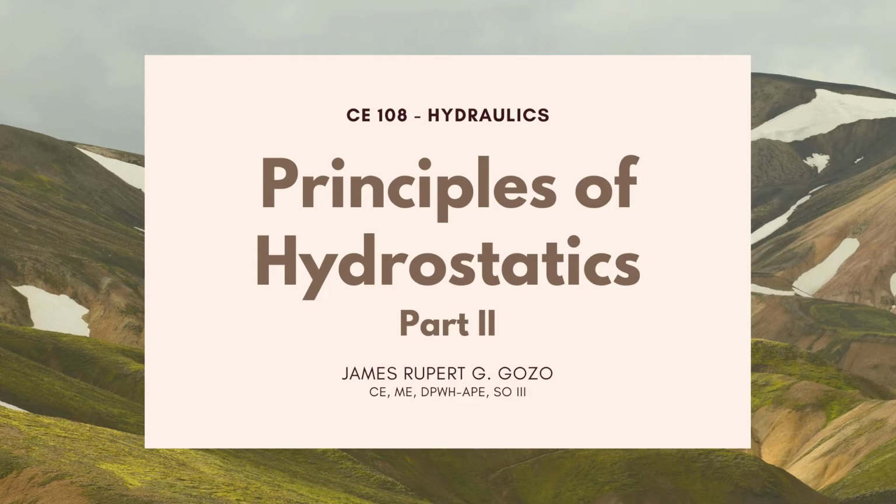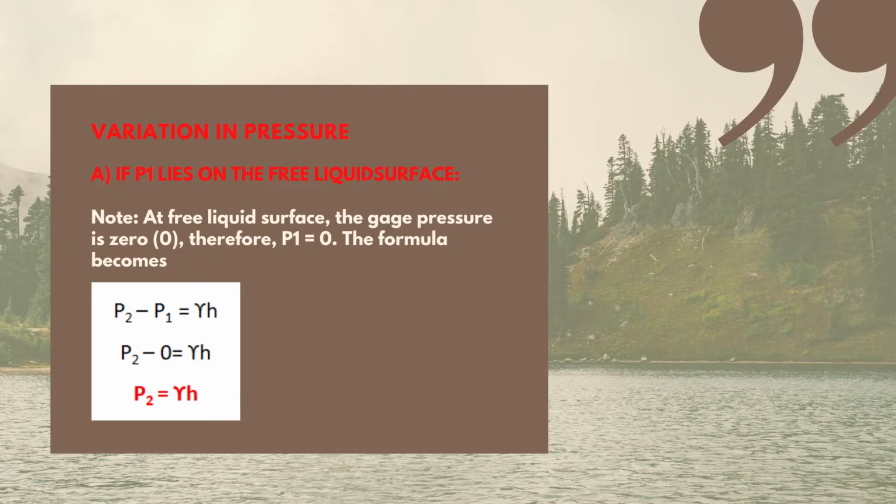Hello everyone. I will discuss part 2 of Principles of Hydrostatics. From the previous lesson, we discussed that the difference of pressures at P1 and P2 is equal to the unit weight of the fluid times the vertical distance of the points. So mathematically, P2 minus P1 equals the unit weight multiplied by H, which is equivalent to the vertical distance of the 2 points.